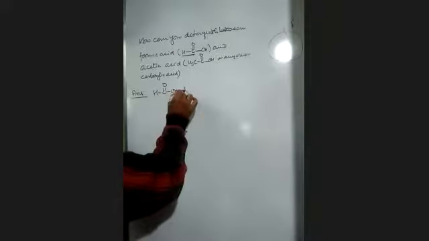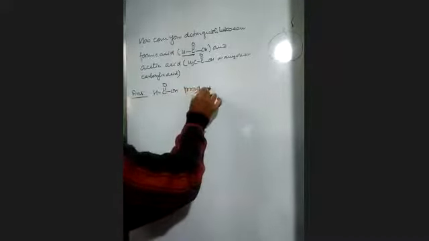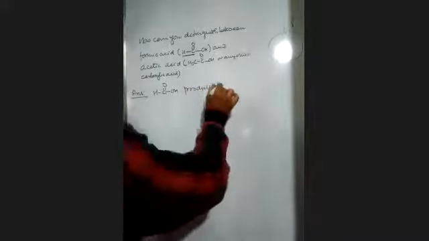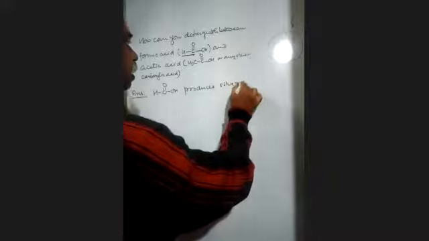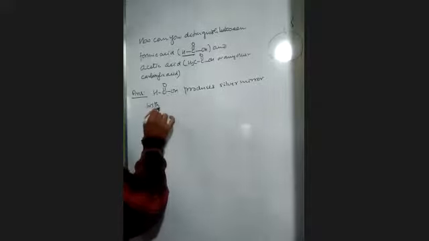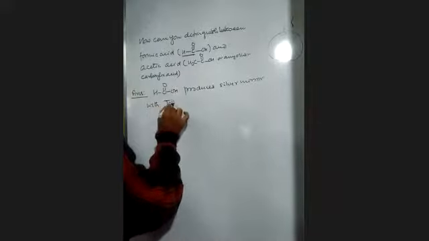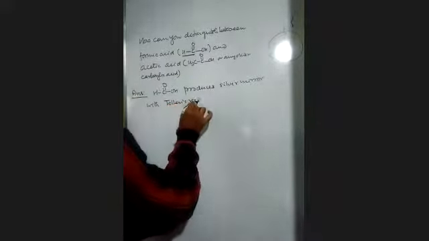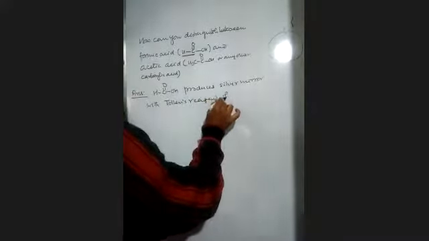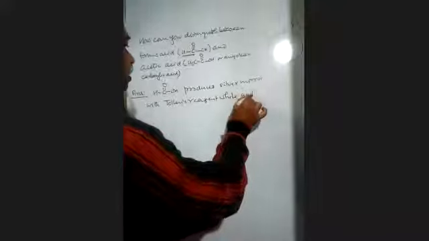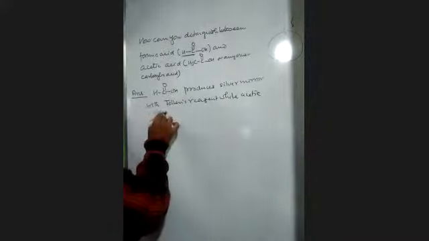So what will we write now here? Answer, we'll write: formic acid produces silver mirror with Tollens reagent, while acetic acid does not.